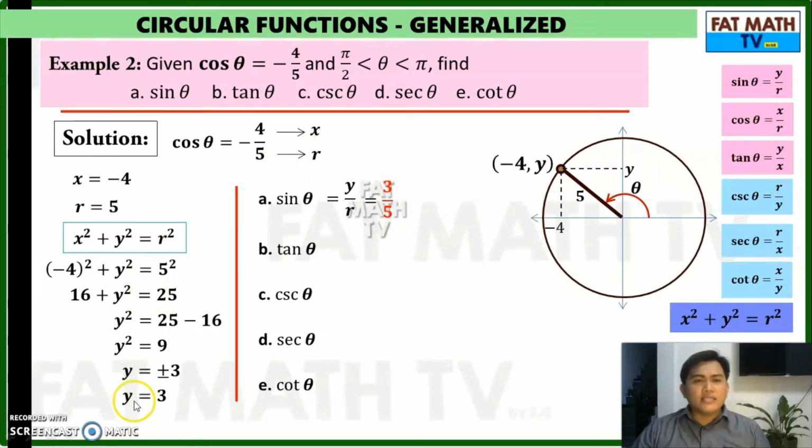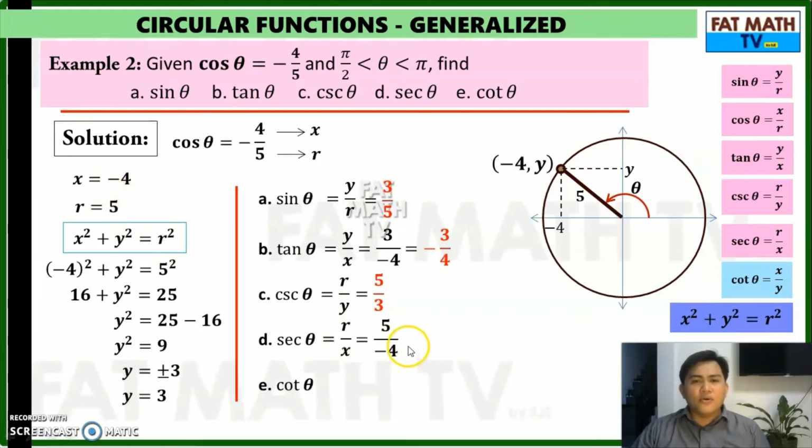Tangent is y over x, so that's 3 over negative 4, that's negative 3/4. Cosecant of theta is r over y, so r is 5, y is 3, so 5/3. Secant theta is r over x, so that is 5 over negative 4, so that's negative 5/4. For cotangent theta, we have x over y, so that is negative 4 over positive 3, or that is negative 4/3.